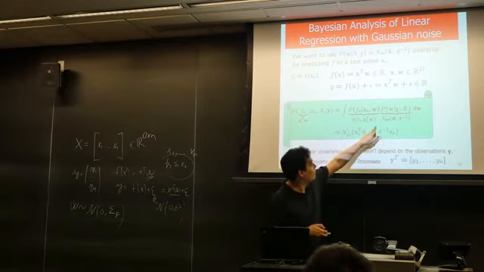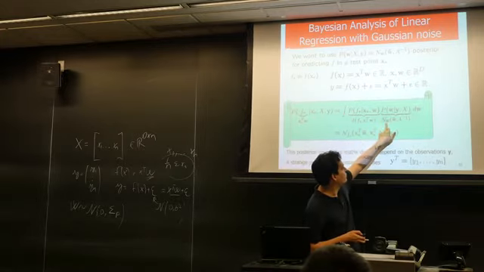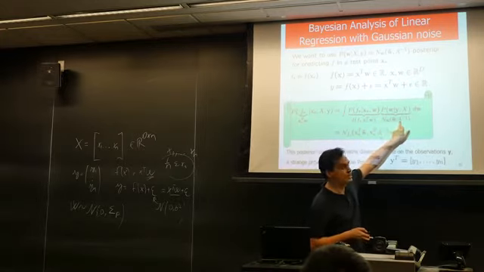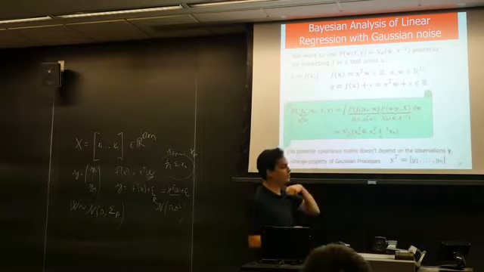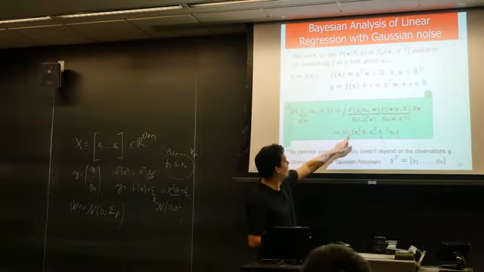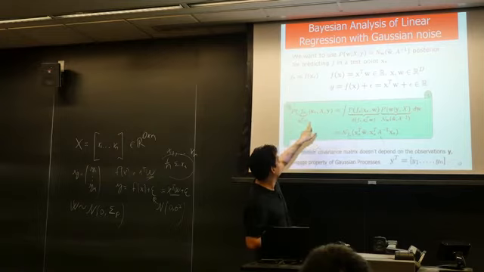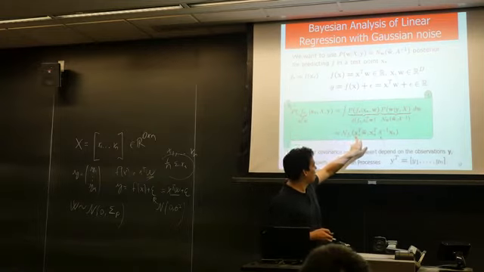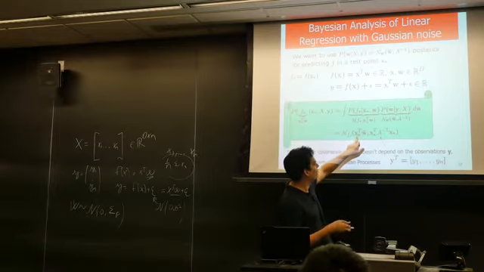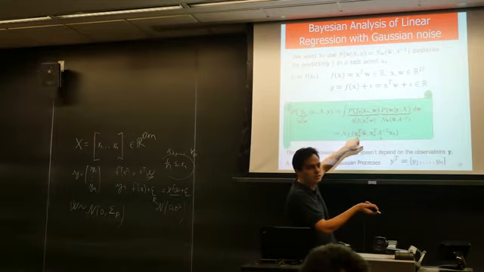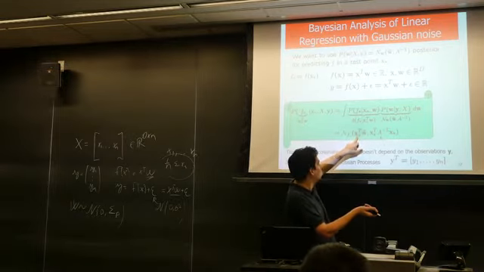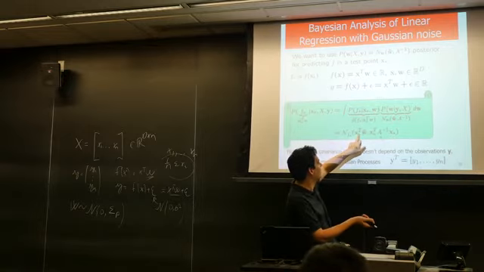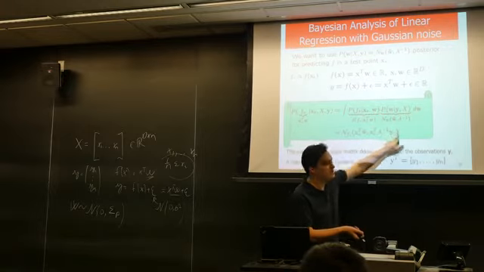If the posterior distribution of W had mean W bar and covariance matrix A inverse, then the predictive distribution will be a Gaussian distribution. I want to predict the distribution at the location X star. So that will be a Gaussian distribution with mean X star transpose W bar and with this covariance matrix.